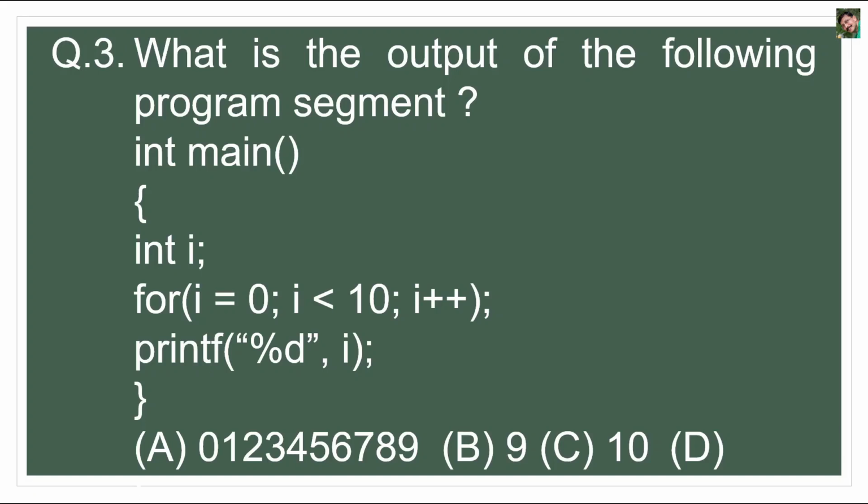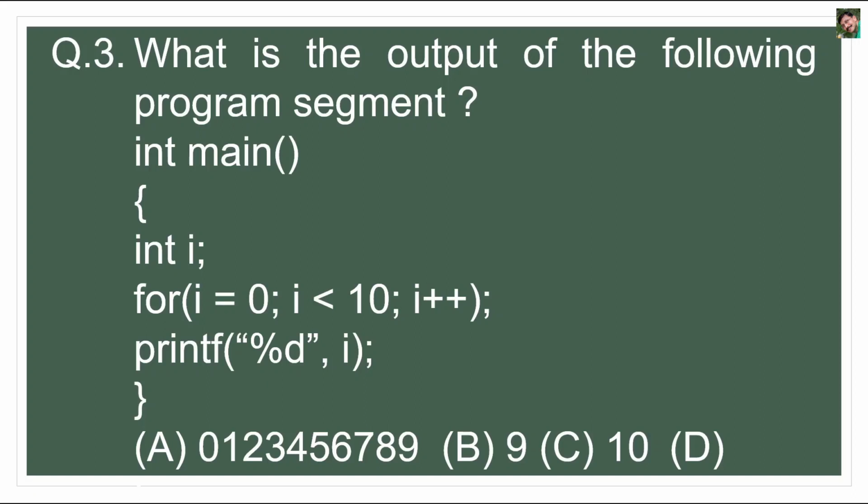And then there is a printf statement, %d, I. It is printing the value of I. But if you observe the program closely, the for loop ends with a semicolon, which generally we don't do. Now when it ends with a semicolon, it means the for loop has no statement inside.